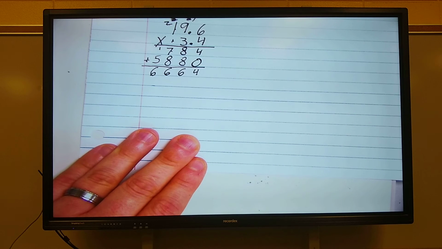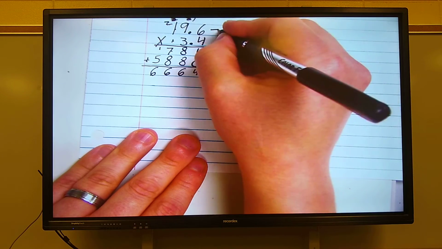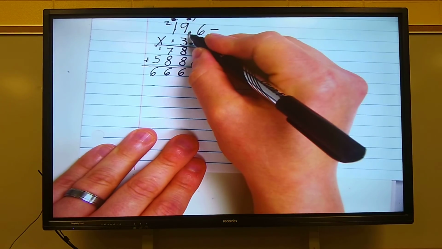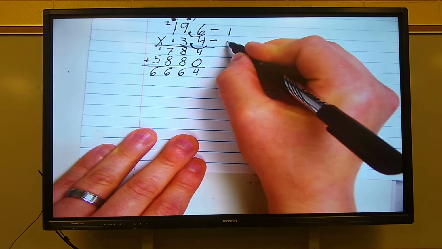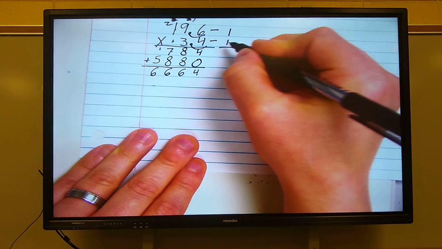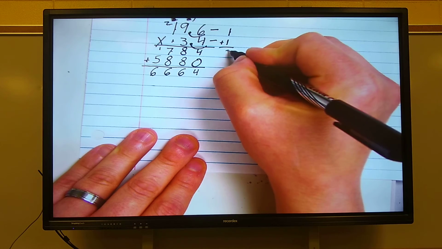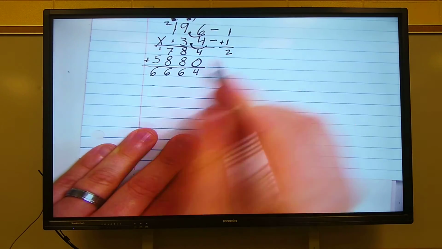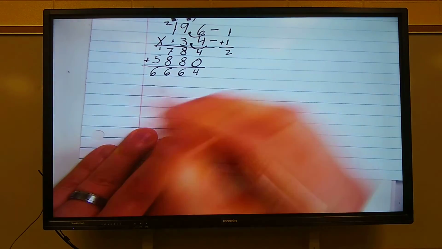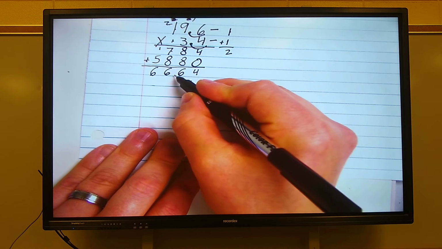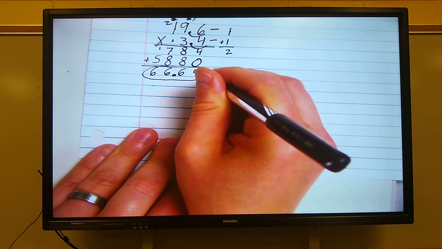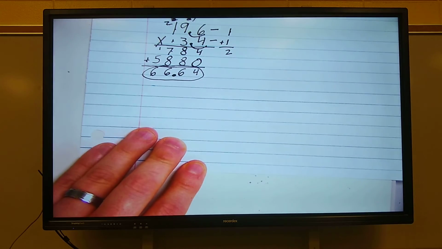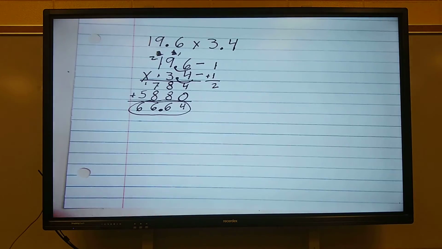Now, my final step, I've got to put my decimal in the correct place. I got to count my places. One place here. One place here. Then I add those up. 1 plus 1 is 2. That means I move over 2 places to the left. 1, 2. My answer is 66 and 64 hundredths.